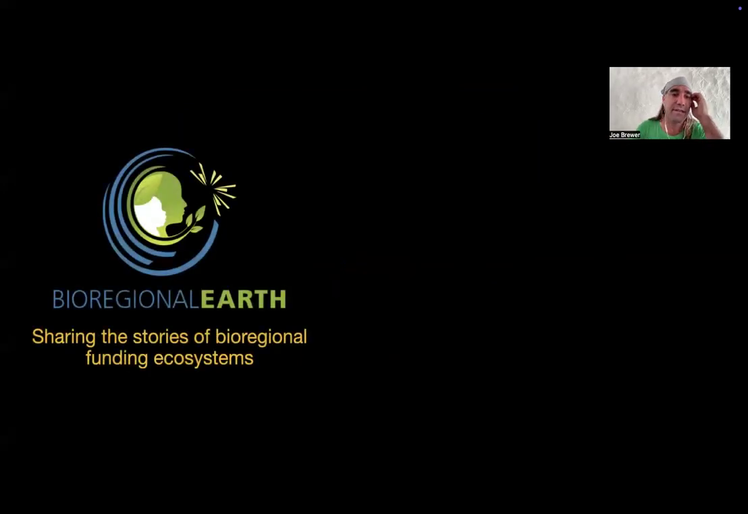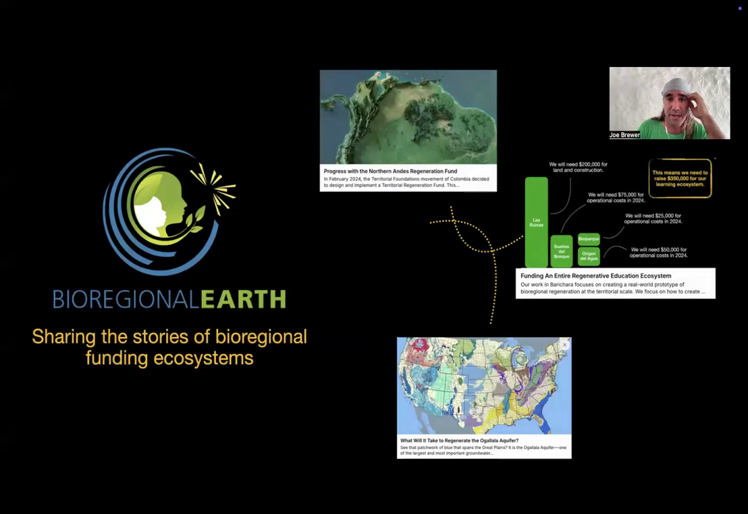So let's look at an example of this. The Bioregional Earth component is sharing the stories of funding ecosystems as they're taking form. Here are 3 examples: progress with the Northern Andes Regeneration Fund, the work of the Barichara Regeneration Fund in our territorial foundation, Barichara Regenerativa, and the work of Ogallala Life to create an Ogallala Regeneration Fund, and there are others. The idea is that in these different place-based efforts, we're going to invite local teams to tell their stories through the newsletters and website of Bioregional Earth. This becomes part of the way of promoting the Earth Regeneration Fund, telling stories of what it's doing, inviting people to donate and become partners, and so on. That part of the storytelling is coordinated through Bioregional Earth.